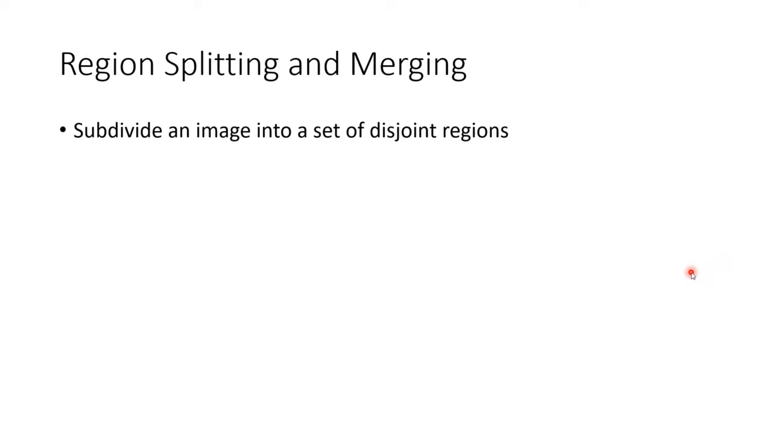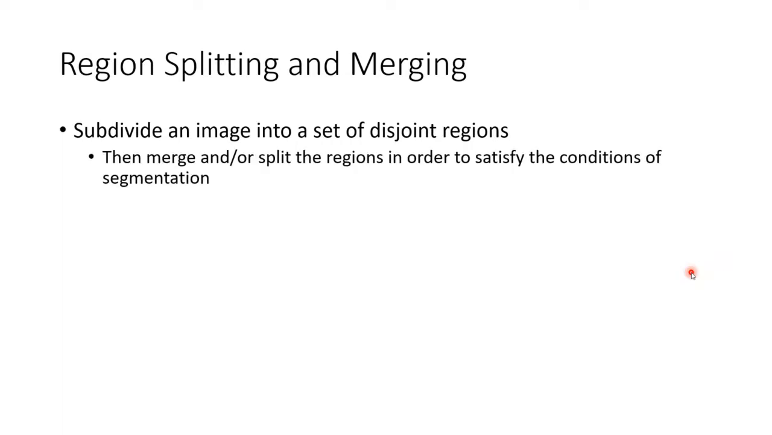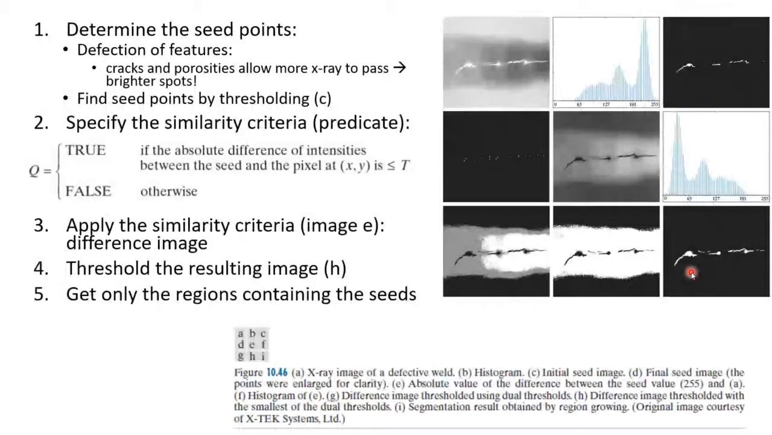Another important method in this context of region growing. So basically, the idea is to subdivide the image into a set of disjoint regions. Then, from this initial segmentation, we merge regions that are similar in terms of our similarity criteria. So basically, it's a modification of that.